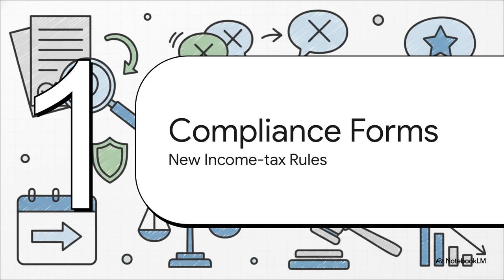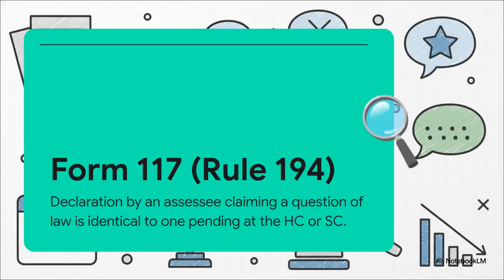All right, Section 4, Compliance Forms and Requirements. So for the assessee, your magic key here is Form 117, which maps to Rule 194 of the Income Tax Rules 2026. This is your official statutory declaration. By filing Form 117, you're formally telling the assessing officer or the appellate authority, hey, this legal question is identical to a pending High Court or Supreme Court matter. And that can be in your own case for a different year or even another assessee's case.